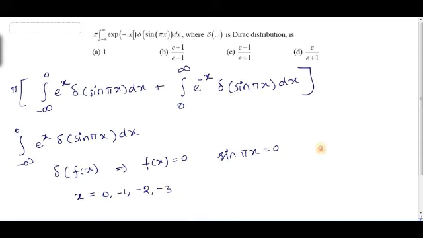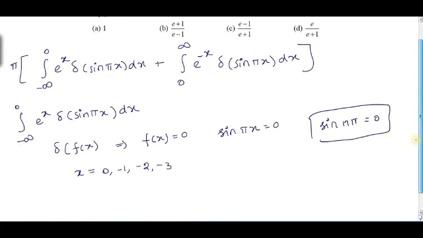Since sine n pi is equal to 0, n can be 0, plus or minus 1, plus or minus 2 like that. Since I am considering negative, my x should get negative values. So these are the possible values of x. Okay, we have found out the roots.